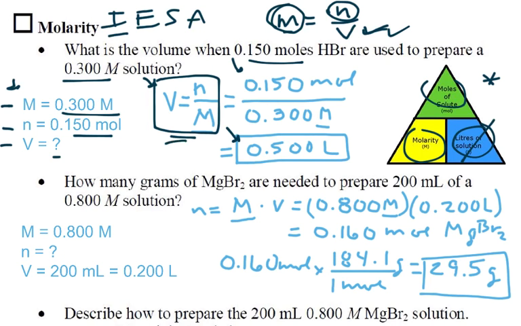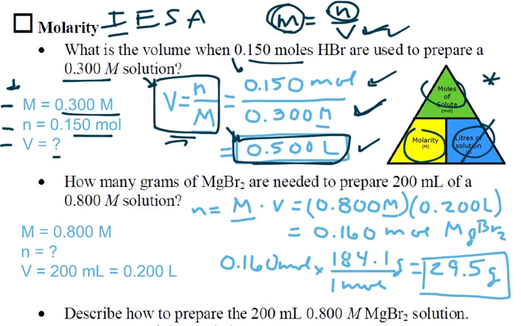So I like my equation. I substitute my numbers into my equation, and I get 0.500 liters, watching my significant figures, as my final answer. So what's volume? If I had 0.15 moles of HBr, my solute, and I wanted to make a 0.3 molar solution, then I would divide the moles by the molarity, and I would find out that I could make 0.5 liters of solution.